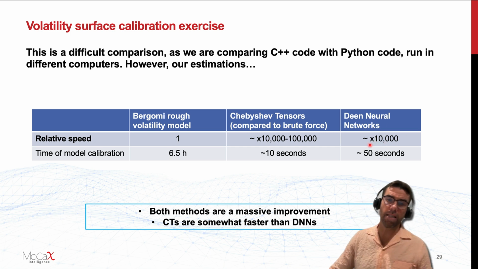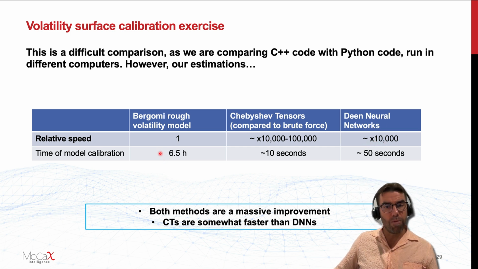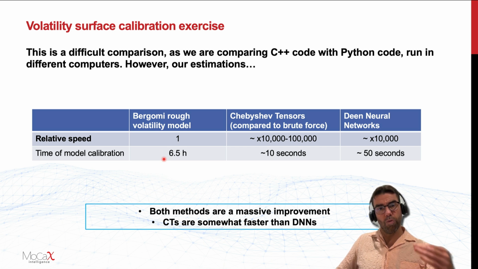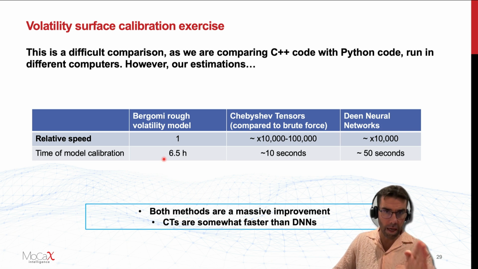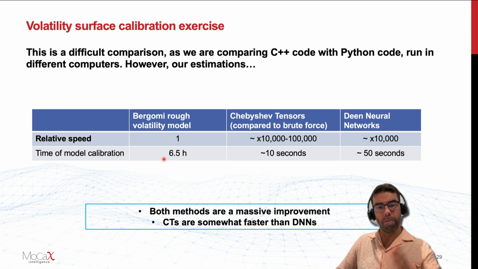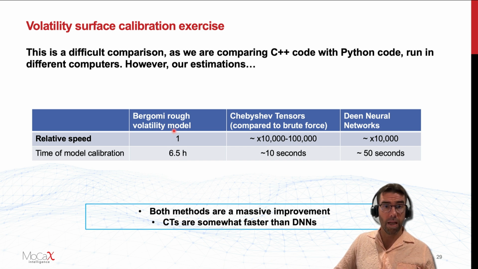What does that mean? This means that a typical calibration job, in which we are looking for the optimal parameters and minimizing the loss function, in a non-parallelized manner, so in a single thread, would take around 6.5 hours using the Bergomi brute force model, around 10 seconds using Chebyshev tensors, and around 50 seconds using DNNs.